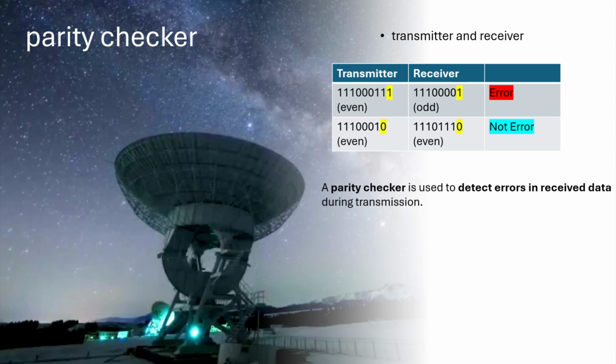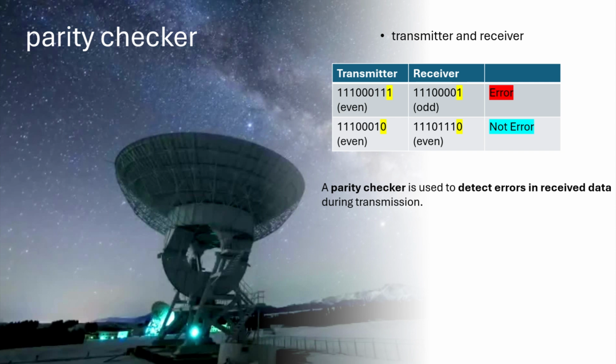Look carefully. The receiver got 8 bits. The transmitter sent 9 bits. Actually, let me correct that. The slide shows the receiver got a different pattern. The point is this. If the rule was even parity and the receiver counts an odd number of ones, then an error happened. In this example, the slide marks it as error. That means the number of ones changed from even to odd during transmission.